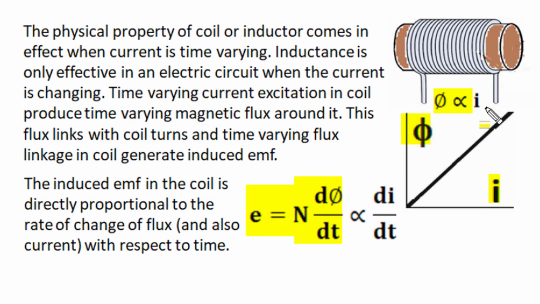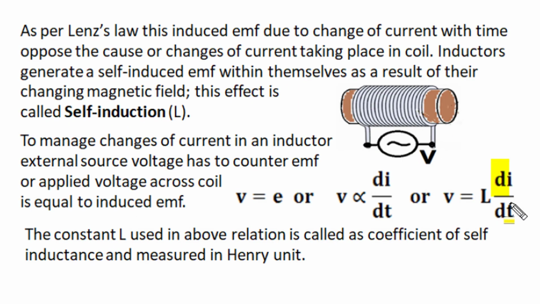Since flux is proportional to current, we can say induced EMF in the coil is directly proportional to rate of change of current with respect to time in such an inductor coil. So when current changes with respect to time, there will be some induced EMF in the coil configuration, and as per Lenz's law, this induced EMF due to change of current in it opposes the cause, that is the change of current taking place in the coil configuration. So an inductor generates a self-induced EMF within itself, and as a result, this coil configuration opposes the changes of current taking place in it.